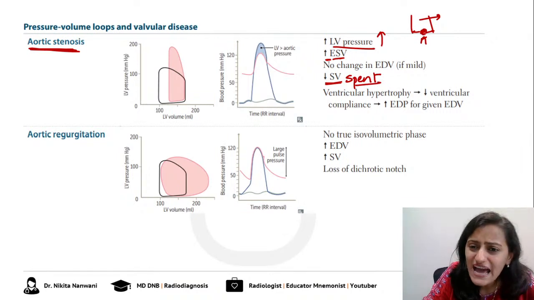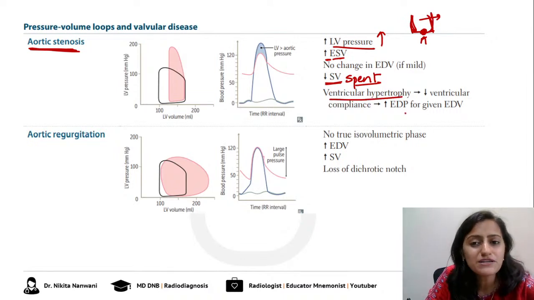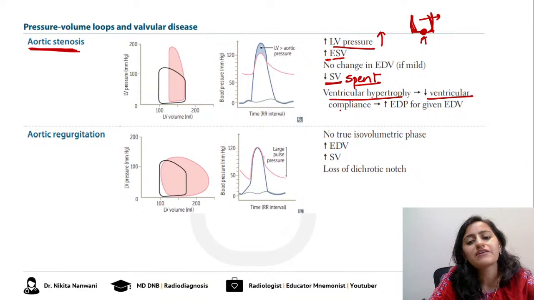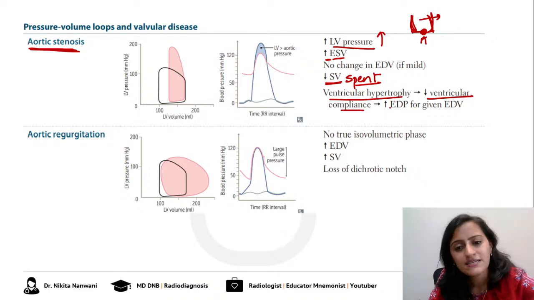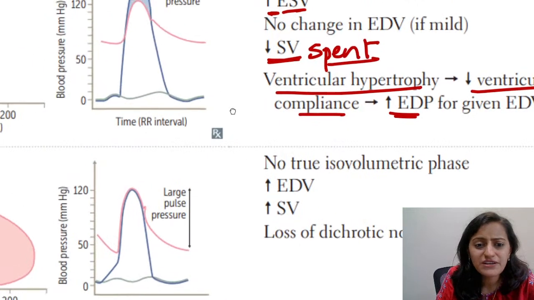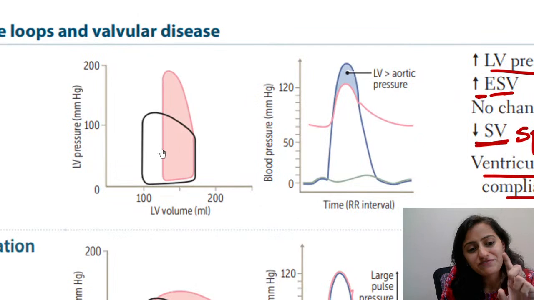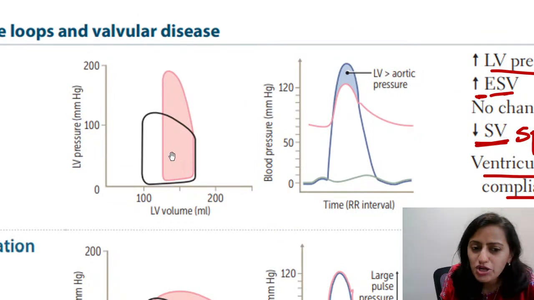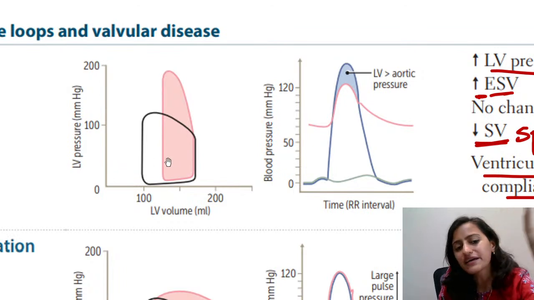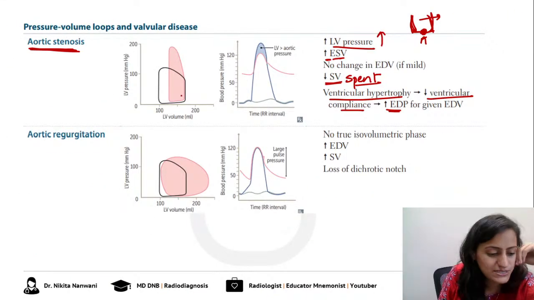And because of the narrowing, there's a lot of hypertrophy, the back pressure causing the hypertrophy, and the ventricular compliance decreases. So the end diastolic pressure increases. So look at the graph here. Pressure volume loop. Stenosis is thin, shifted to the right, aortic stenosis. Stroke volume is decreased, and end systolic volume is increased, going to the right. The pressure is increased. The left ventricle pressure is increased.